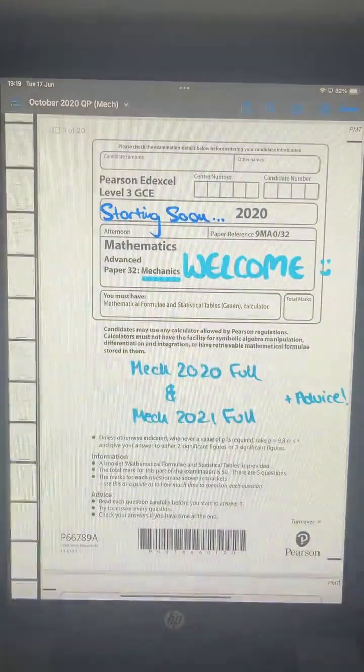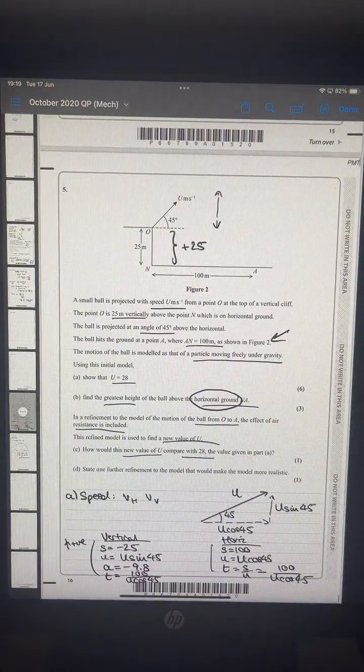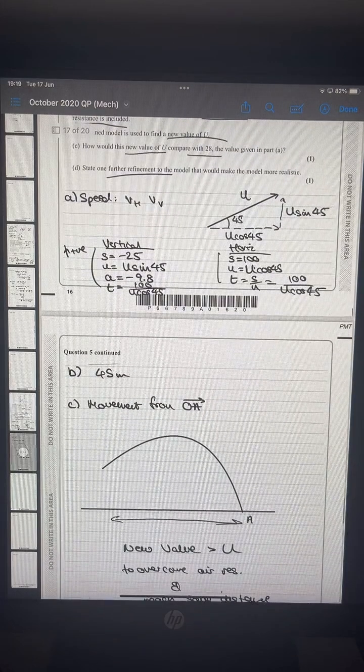We're not done. There's part D. State one further refinement to the model that would make it more realistic. Everyone just put in the chat what is one further refinement you'd put. There's one that's really super easy to say, which I would recommend putting. Spin. Awesome, exactly. Everyone try and put down a refinement you would put. Spin of the ball. Air resistance?